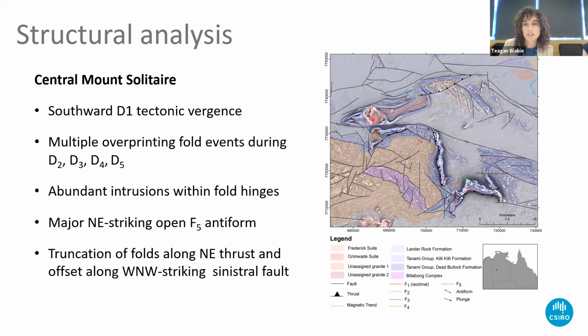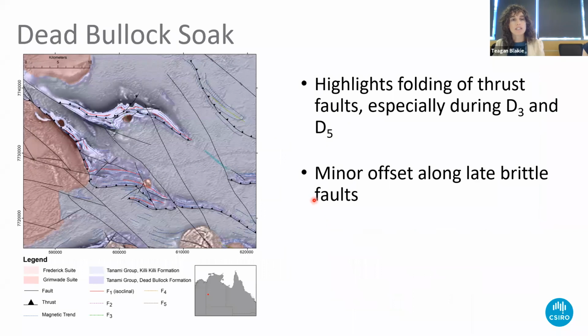The other thing I wanted to highlight about these structures is that often in F2 and F3 fold hinges, you get the intrusion of these smaller rounded granitoid suites that truncate earlier F1 folds. And here you can see they develop small contact metamorphic aureoles. In the Dead Bullock Soak area, this is the area most proximal to gold mineralization within the Tanami.